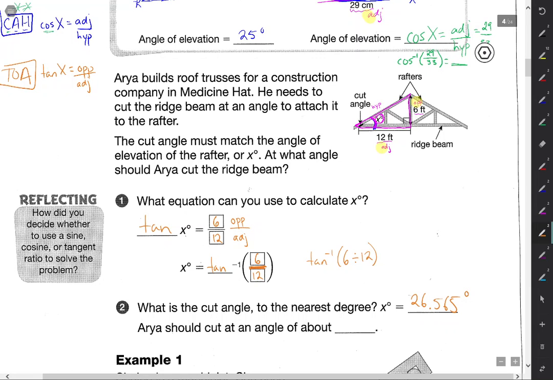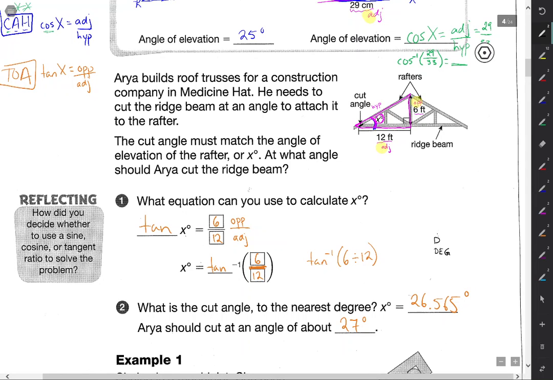26.565 degrees. So Arya should cut at an angle of about, we'll round it up to 27 degrees. Please let me know if you're having any trouble putting this into your calculator and getting this answer. And please make sure that your calculator is in degree mode. It has a little D on it somewhere, or maybe DEG.